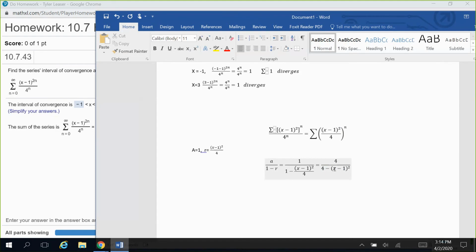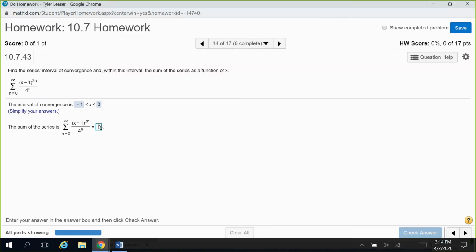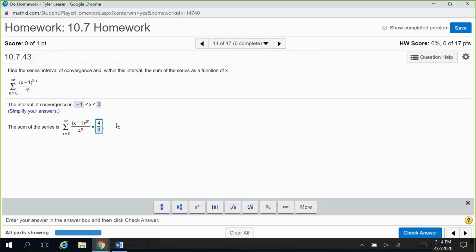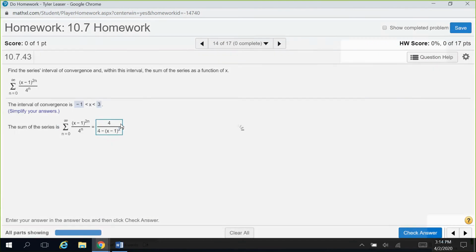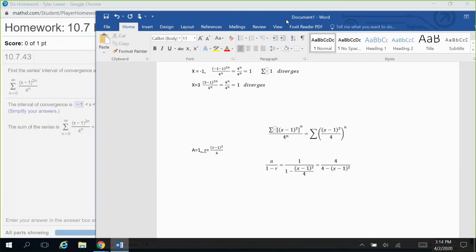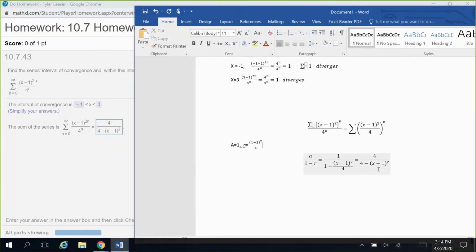You could probably just leave it like this and type it in. I imagine it would give you the right answer. We'll try it. Is that what I had? 4 over... Yeah. So I would just leave it like that. You could multiply out the (x minus 1) squared here and then combine like terms together, but it's not going to look any nicer than what we ended up with there. So this (x minus 1) to the 2n over 4 to the n converges to that.